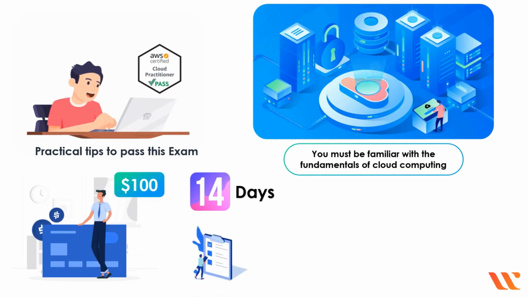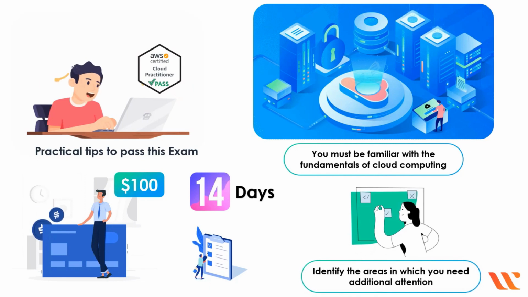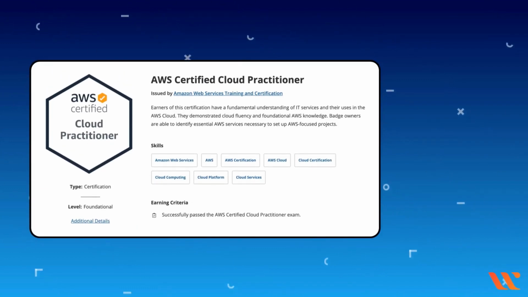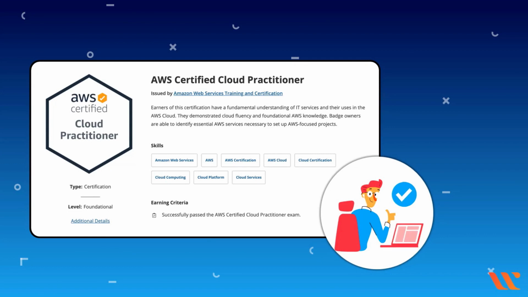Examine the syllabus to ensure that you have covered all topics. Identify the areas in which you need additional attention. We trust that you now have a better understanding of the AWS CCP certification. We wish that your exam will be a successful one.